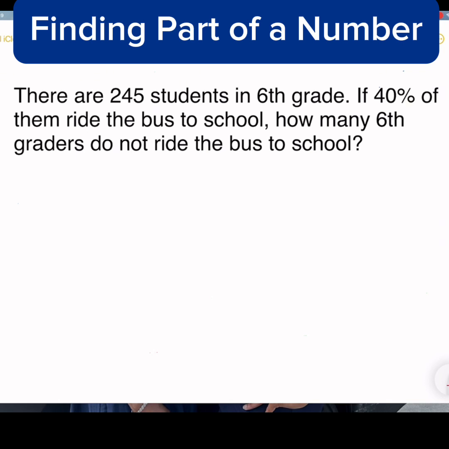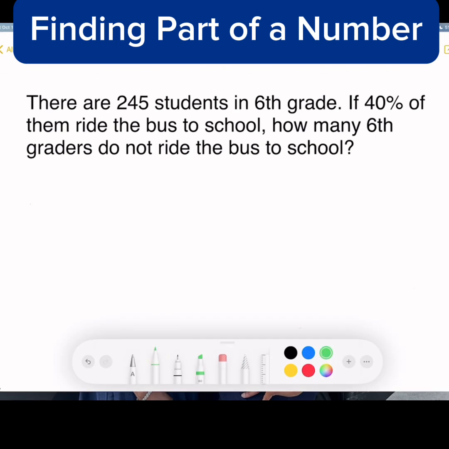There are 245 students in sixth grade. If 40% of them ride the bus to school, how many sixth graders do not ride the bus to school? The information that we have is the total number of students in sixth grade, and we're also given that 40% of those students ride the bus to school. And we have to figure out how many of those sixth graders do not ride the bus to school.